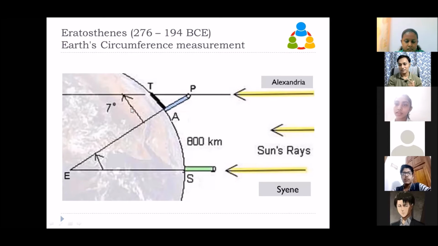He got it as 7 degrees. So what did he do? He knew that sunlight falls parallel, straight, and he knew that on this specific day in the year, the sun is exactly above this. Why did he travel 800 kilometers? So that you get a reasonable angle. A very small angle, 0.1 or 0.2 degree, means you can make a calculation error. At that time you also had astrolabes and such things to measure angles. And he measured the angle the shadow is making, which he knew, if you extend this, will come and hit the center of the Earth.